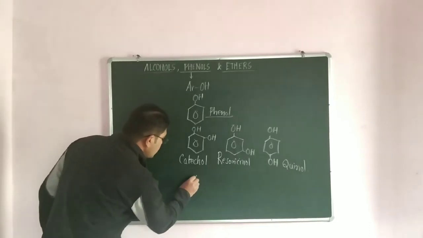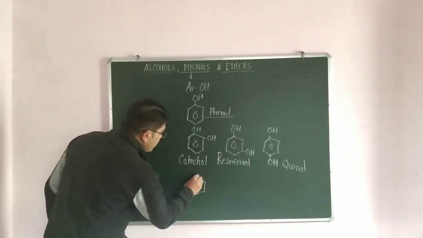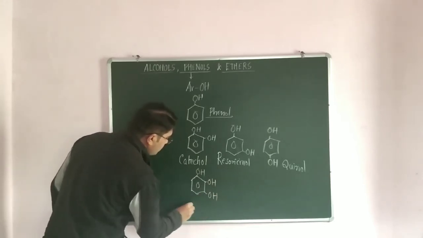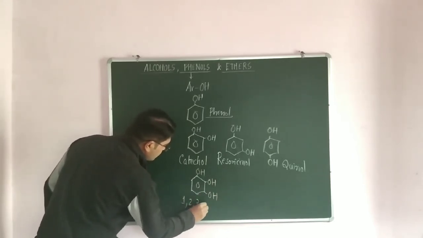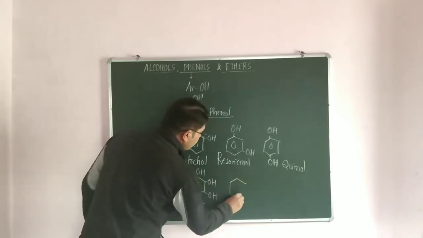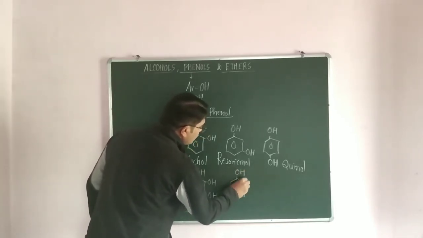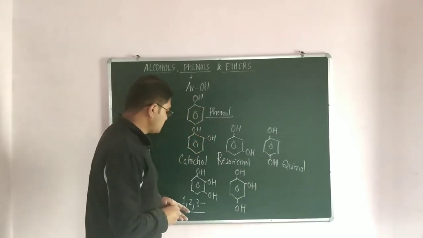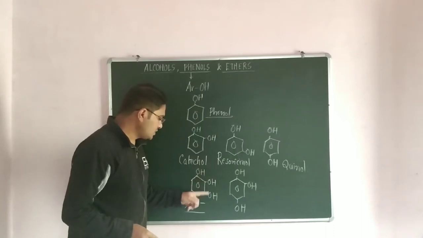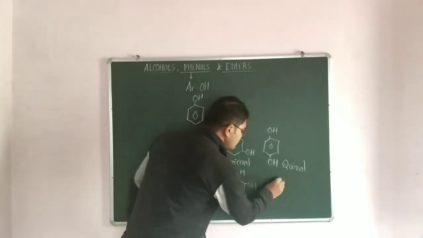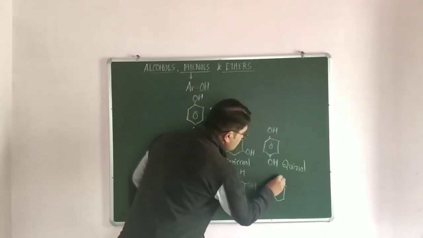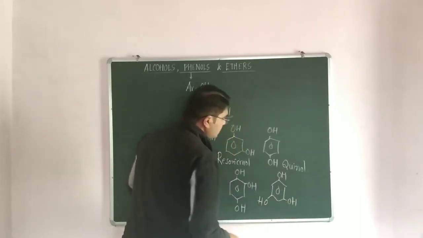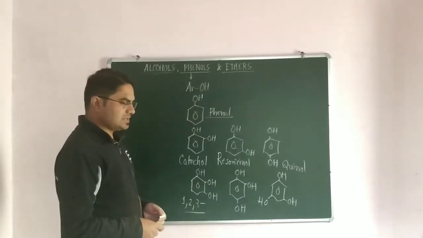Now third, if 3 OH groups are attached to the ring, then the possibilities according to position are: first 1, 2, 3, then second possibility is 1, 2, 4, and third is 1, 3, 5. So the positions are fixed. If OH groups are attached to the ring in these different ways, then trihydric phenols are formed. So these are the possibilities.